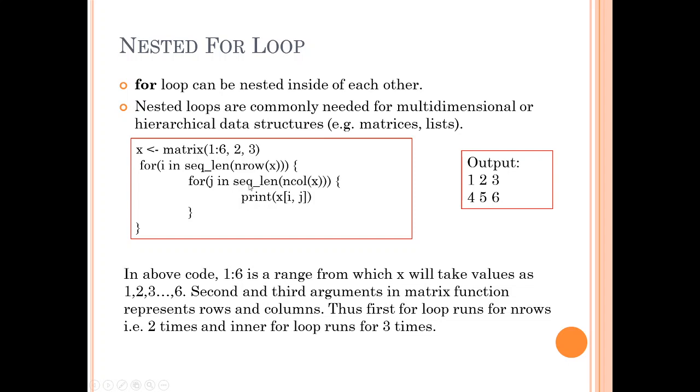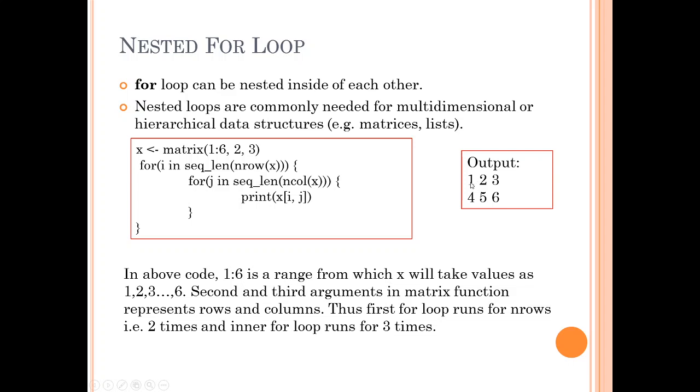So j in sequence length. Now again this sequence length will return the length of the columns of X. So ncol will give sequence length the idea about the number of columns. There are 3, so this function will take the value 3. So j will run 3 times. For each iteration of the outer for loop, the inner for loop runs 3 times. And this kind of output will be given to us.